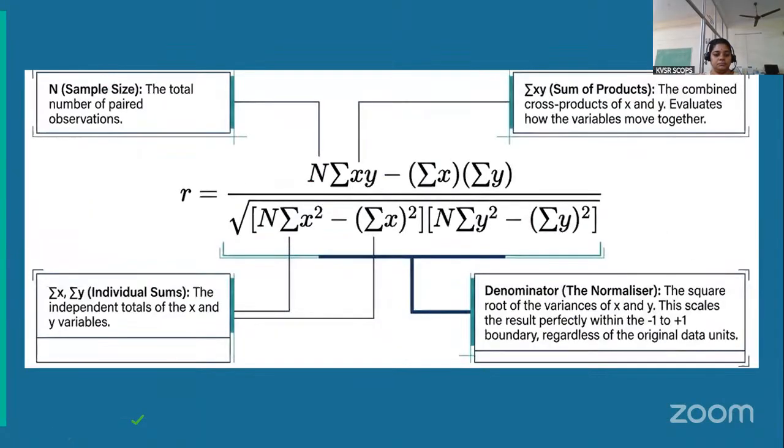So this is the formula for how the R can be calculated. I am not going in depth because this is self-explanatory, from where we are getting the R values.